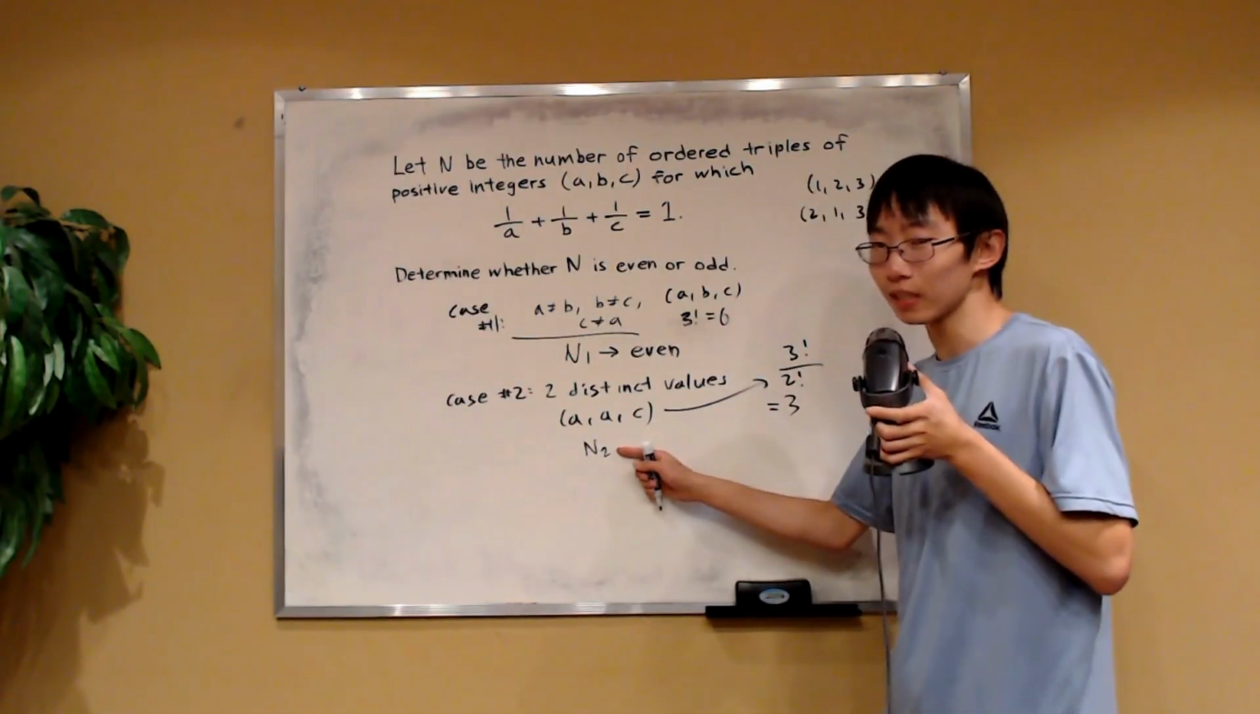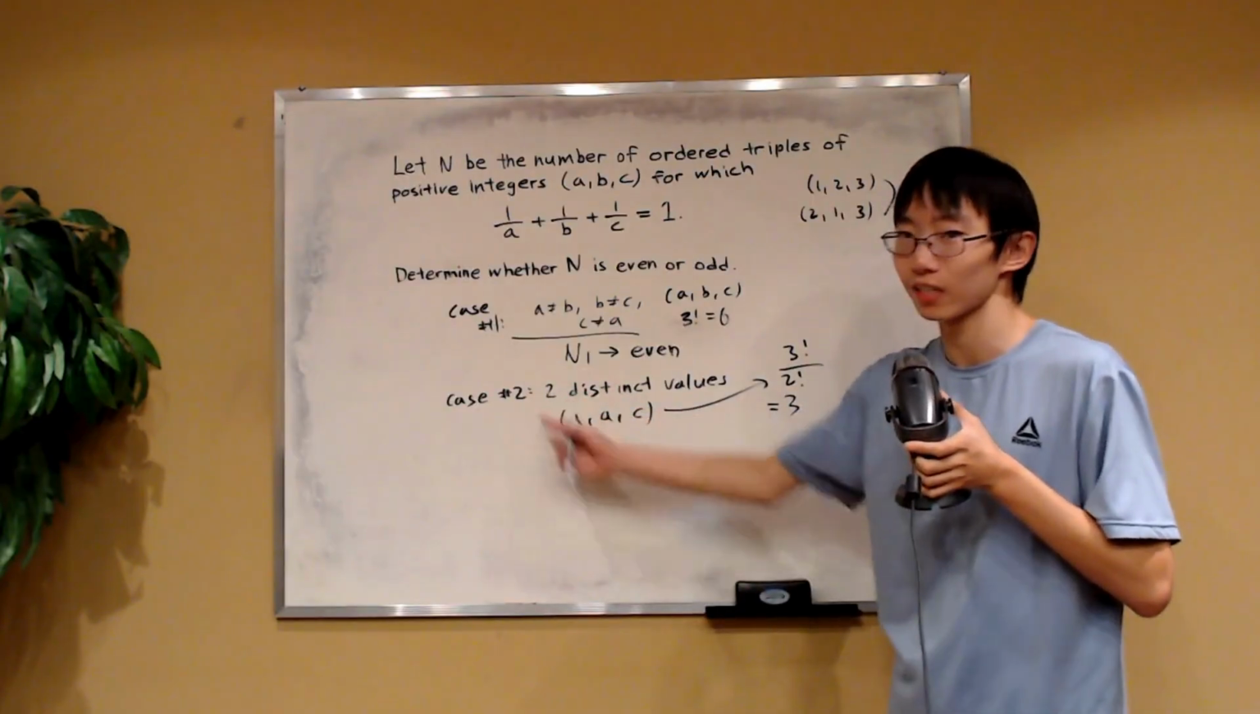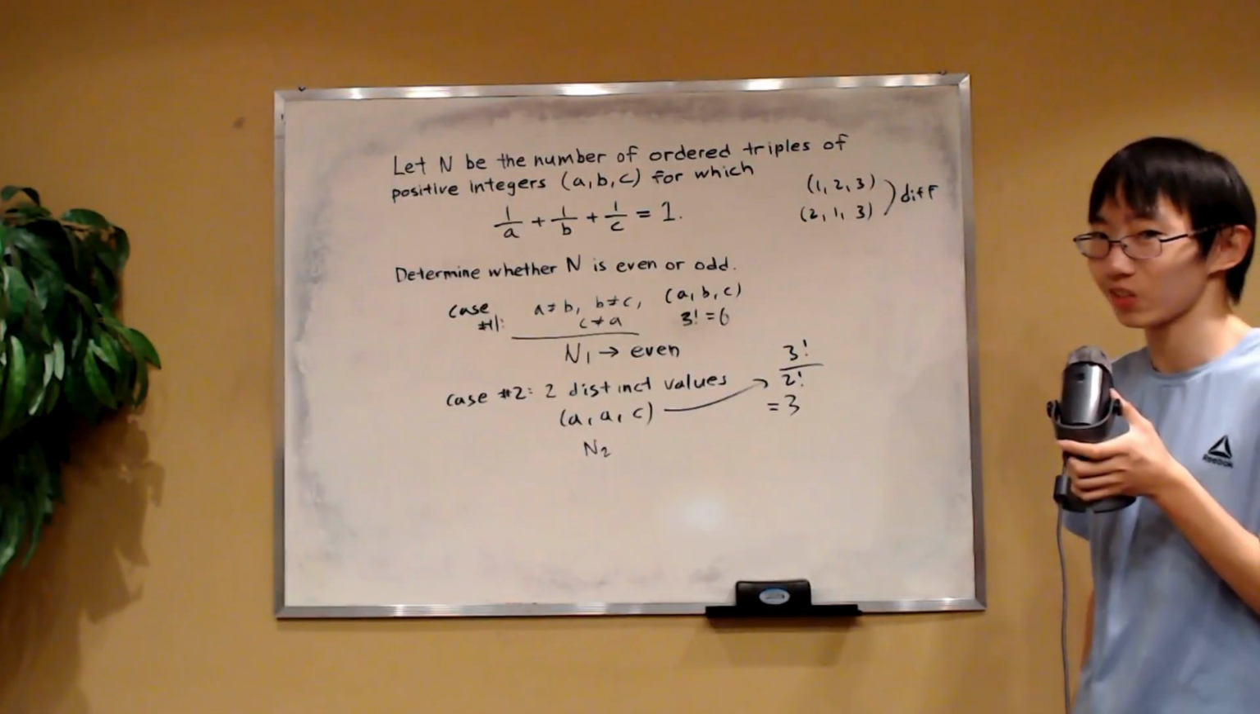Whether n2 is even or odd depends on the number of unordered triples of solutions for this case. How do we find those unordered solutions? We can actually do that pretty easily.